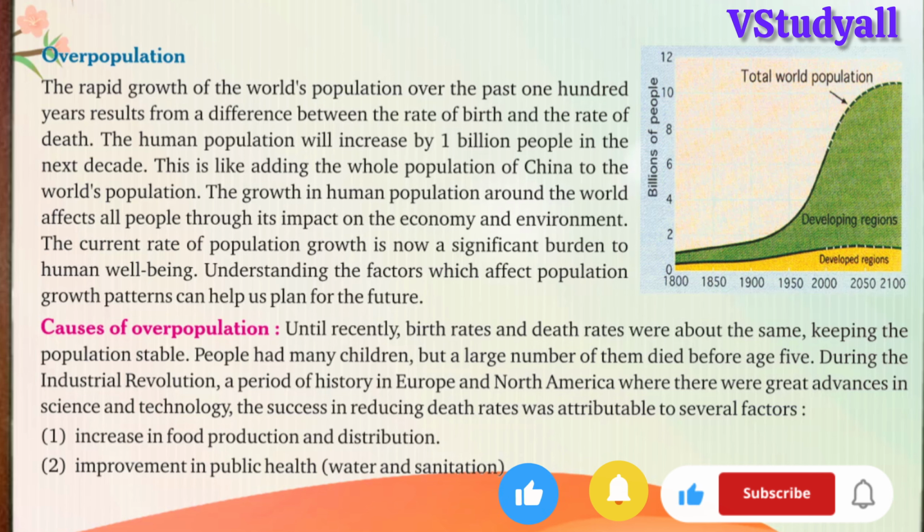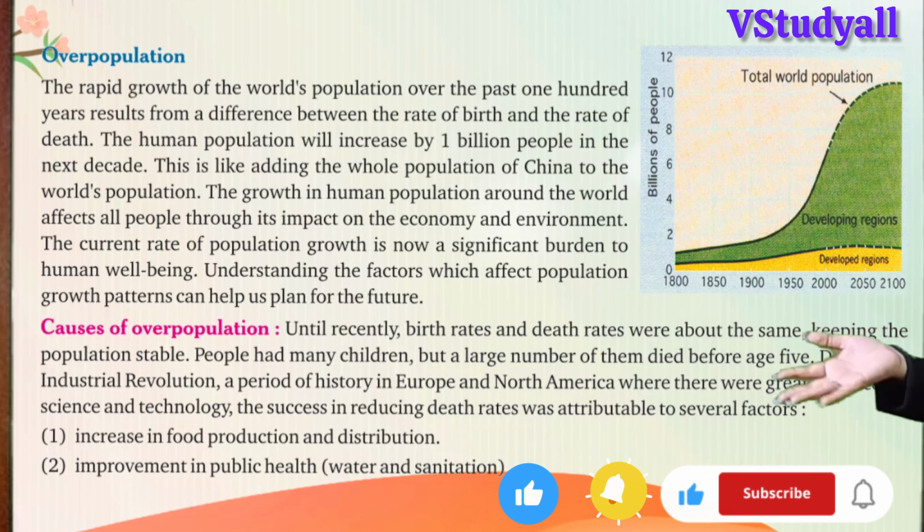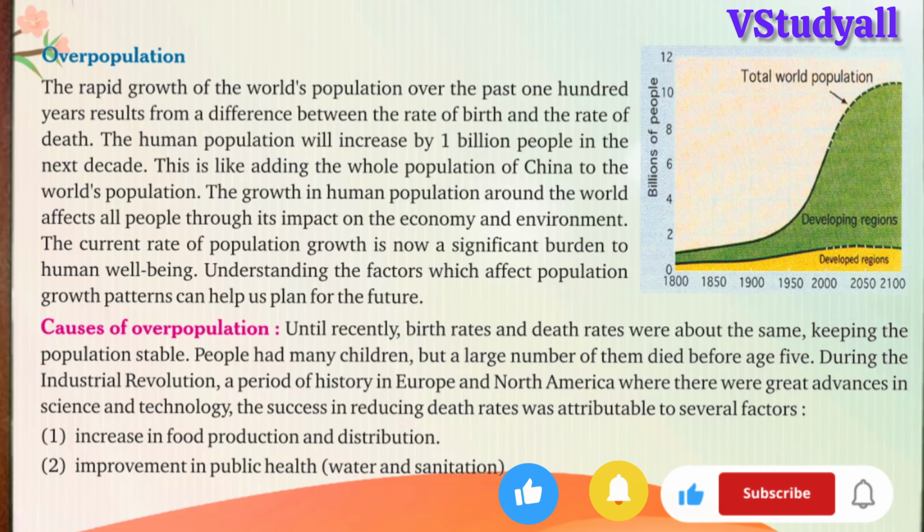This is like adding the whole population of China to the world's population. The growth in human population around the world affects all people through its impact on the economy and environment. The current rate of population growth is now a significant burden to human well-being. Understanding the factors which affect population growth patterns can help us plan for the future.